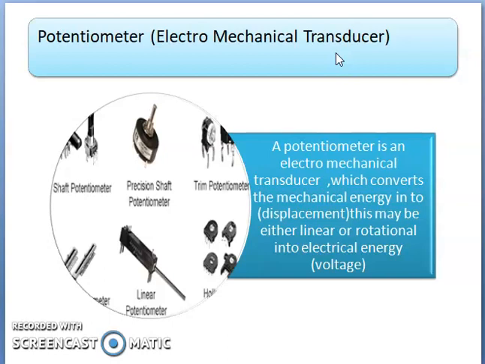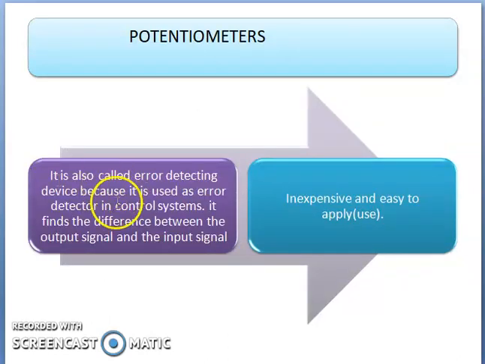The potentiometer is also called the error detecting device, an error detector in control systems. It finds the difference between output signal and input signal, and it is inexpensive and easy to apply.